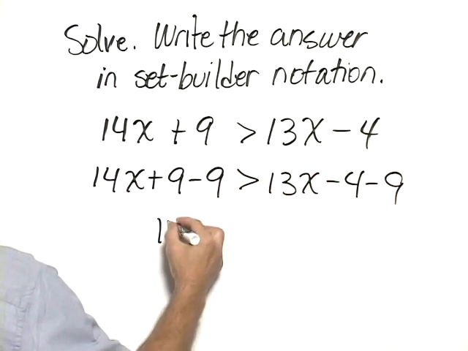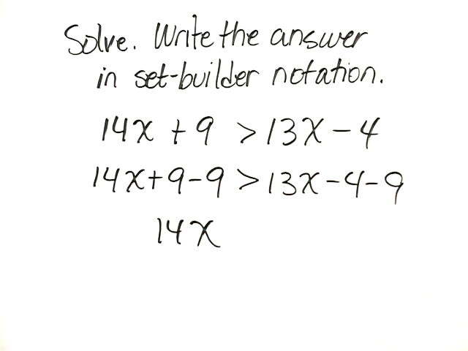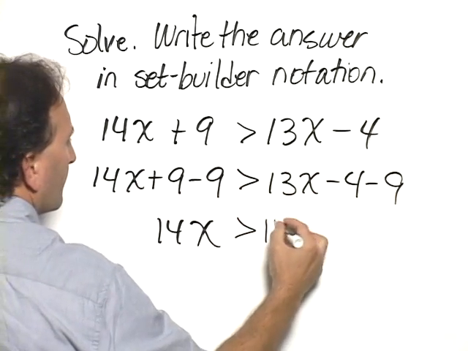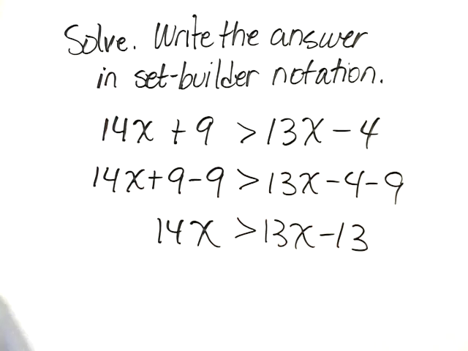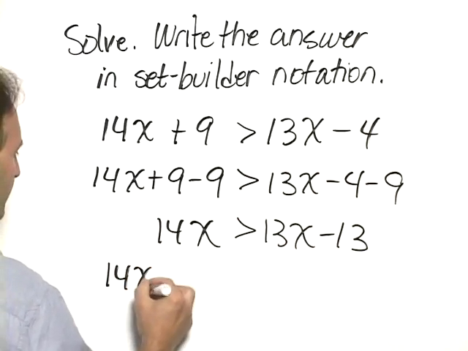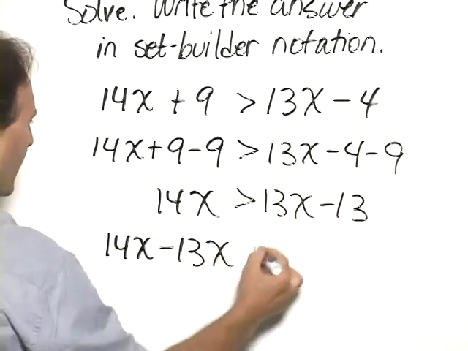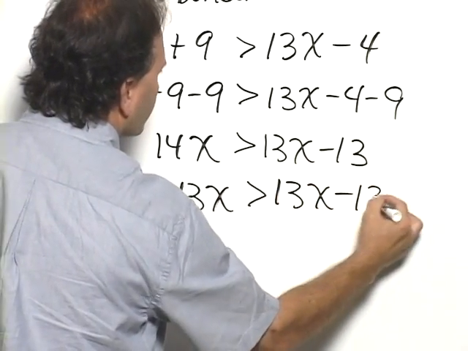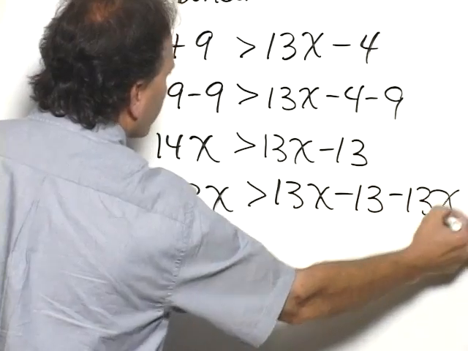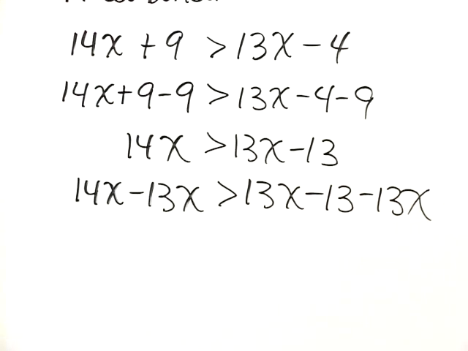On the left-hand side, simplifying gives us 14x is greater than 13x minus 4 minus 9 is minus 13. Next, we will subtract 13x from each side, so 14x minus 13x is greater than 13x minus 13 minus 13x.